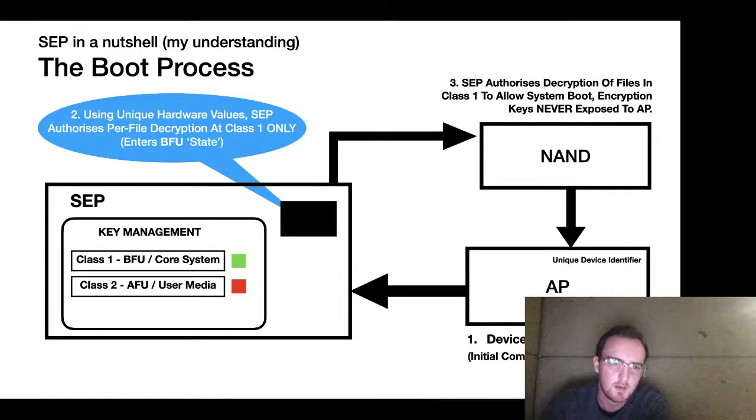And so SEP authorizes the decryption of these non-sensitive files, and it will permit decryption, and then the device can successfully boot. So the idea in this structure is that the encryption keys are never exposed to the AP, the application processor. SEP handles everything to do with encryption. So it handles all of it.